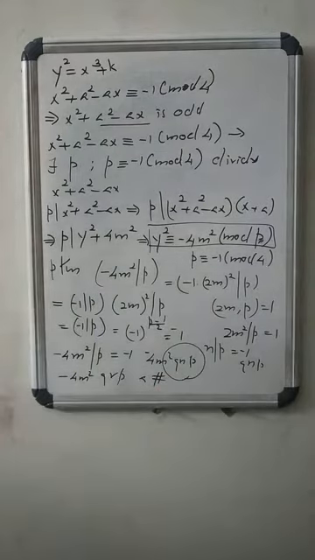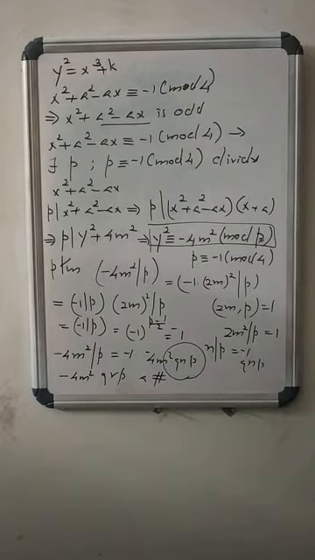Hence, we say that y square equals x cube plus k has no solution if k is of the form (4n minus 1) whole cube minus 4m square. So this completes the proof. That means the Diophantine equation y square equals x cube plus k has no solution whenever k is of the form (4n minus 1) whole cube minus 4m square. Okay. Now consider a problem.